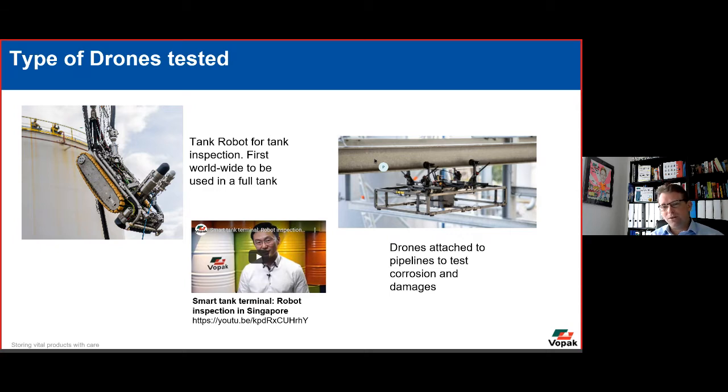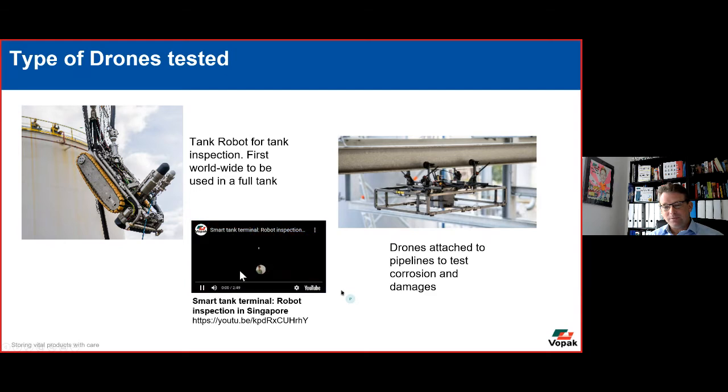Now, what this drone does, it will attach itself to a pipeline, and basically it will drive along the pipeline, and with sensors, it will test the thickness and corrosion and everything of the pipeline. And that will save us time, but it will also make sure that we know much better if our pipelines are safe. Now, Björn, maybe you can share the movie on the tank inspection in Singapore.